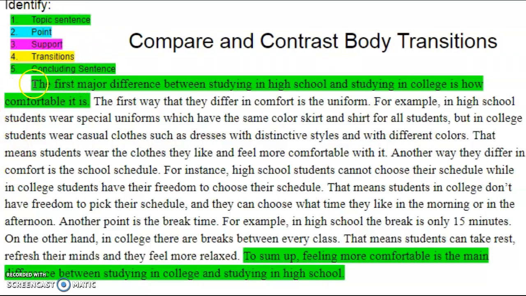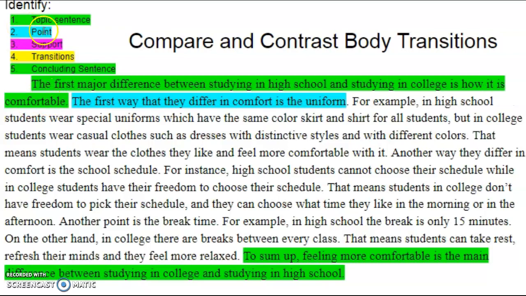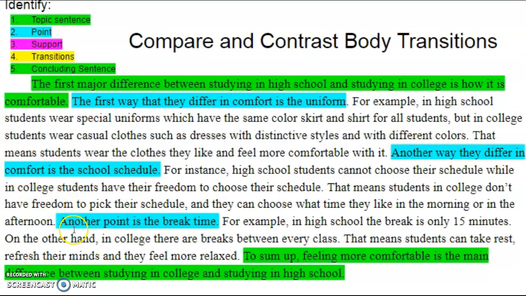So starting with the topic sentence: the first major difference between studying in high school and studying in college is how comfortable it is. If we move on and try to find the points, you'll notice a pattern. We look for point number 1: the first way that they differ in comfort is the uniform. Then we go to the next point: another way that they differ in comfort is the school schedule. And then finally, another point is the break time.